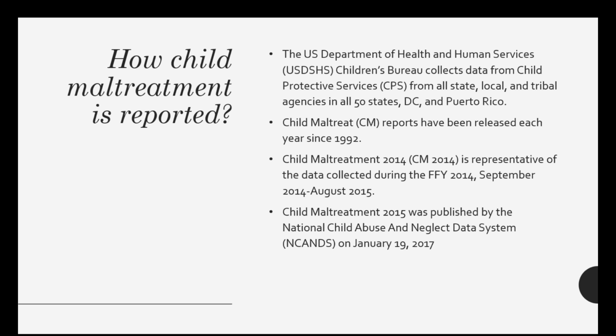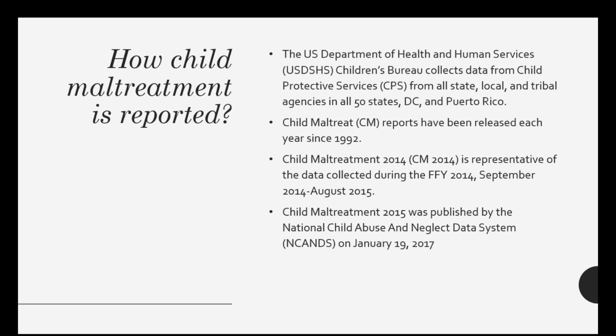Child Maltreatment 2014 is representative of data collected starting in the federal fiscal year 2014, so from September 2014 to August 2015. And the Child Maltreatment 2015 is the same way. It starts in the federal fiscal year September 2015 and goes to August 2016. So this is the most recently compiled data by the federal government, and they take a few months after the fiscal year to compile that in the National Child Abuse and Neglect Data System.